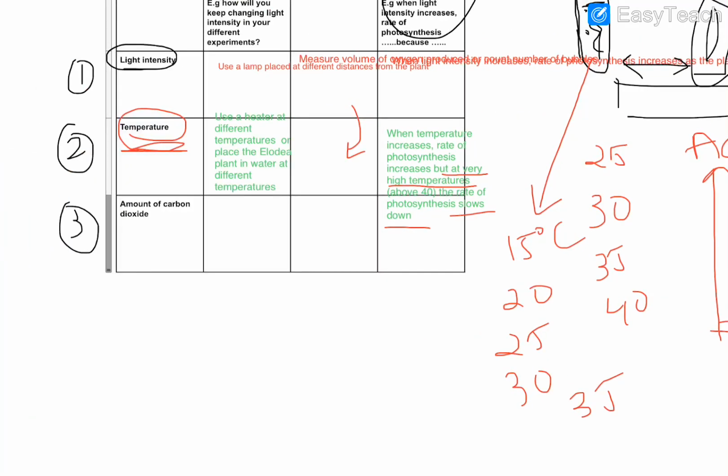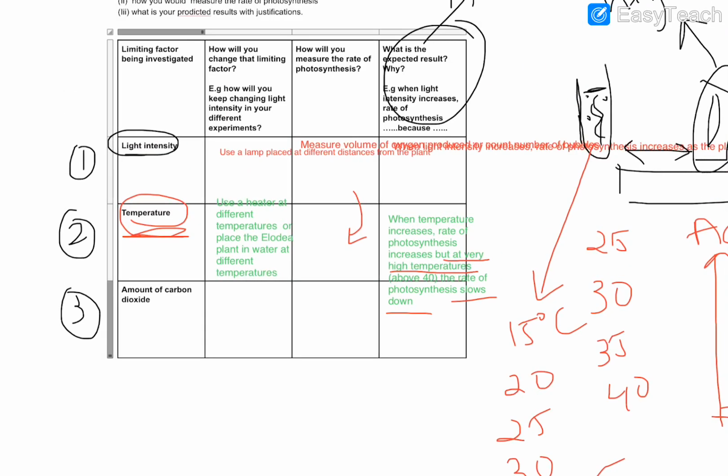Okay? Now, in the third experiment, we're going to change the amount of carbon dioxide. So we'll keep light the same, we'll keep temperature the same. We just want to adjust the amount of carbon dioxide. Now, there are two ways of doing it. If you're using the Elodea plant, the Elodea plant is the plant that is in water.